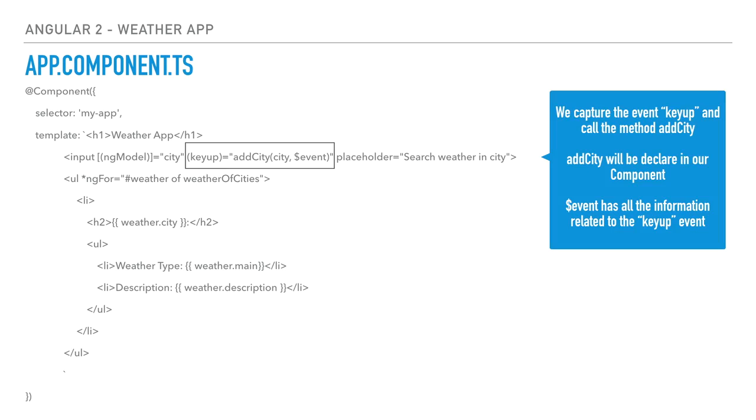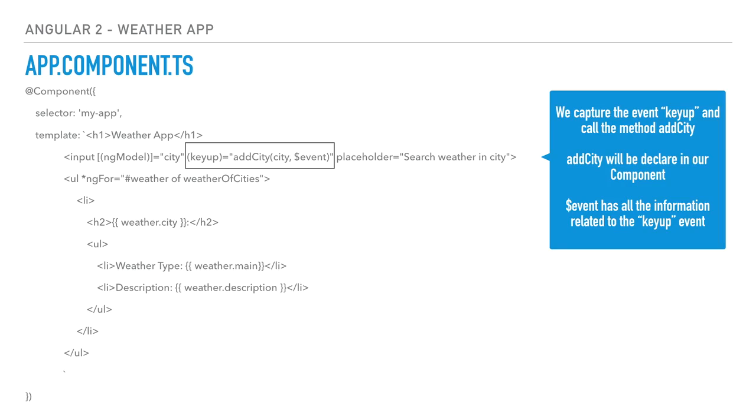So I created a small documentation about this. This is capturing the event key up, and every time that we call addCity, we will pass a city. This comes from the ngModel and also the event. And from there we can say, okay, if the event is, for example, enter, then the key code 13, then we do this call to the server. If not, the user can keep typing.